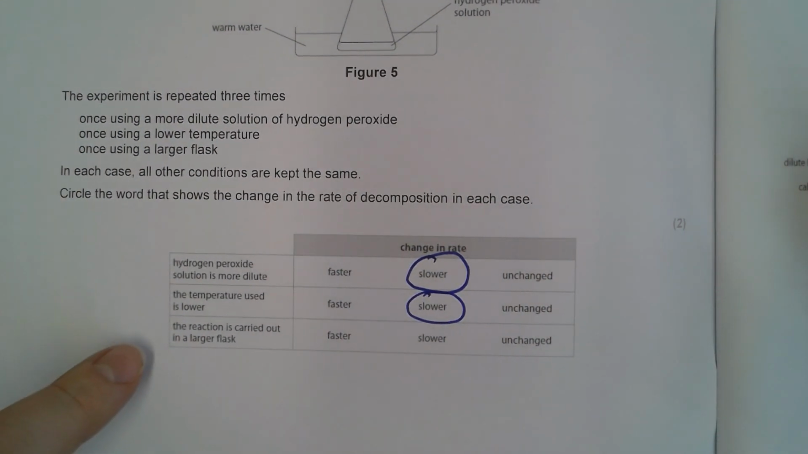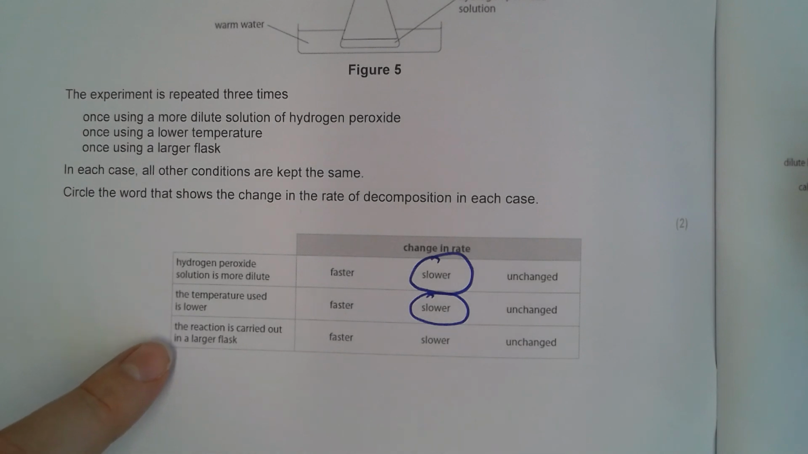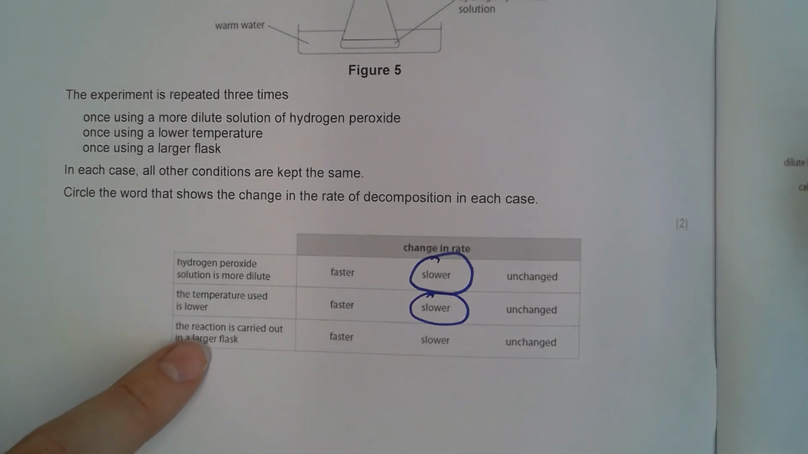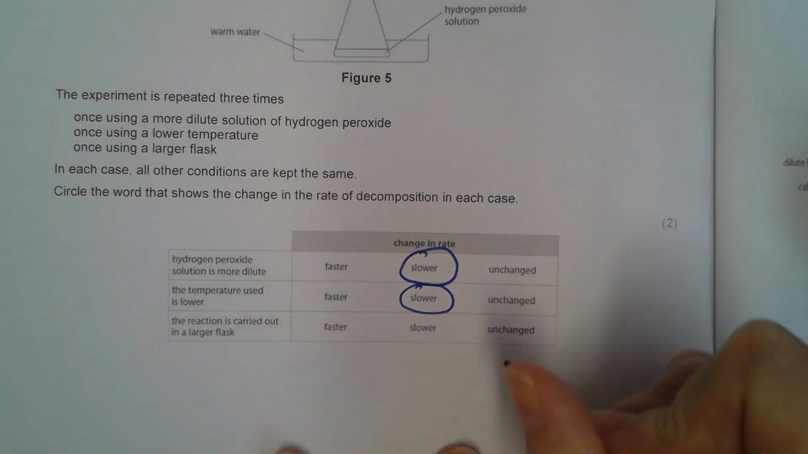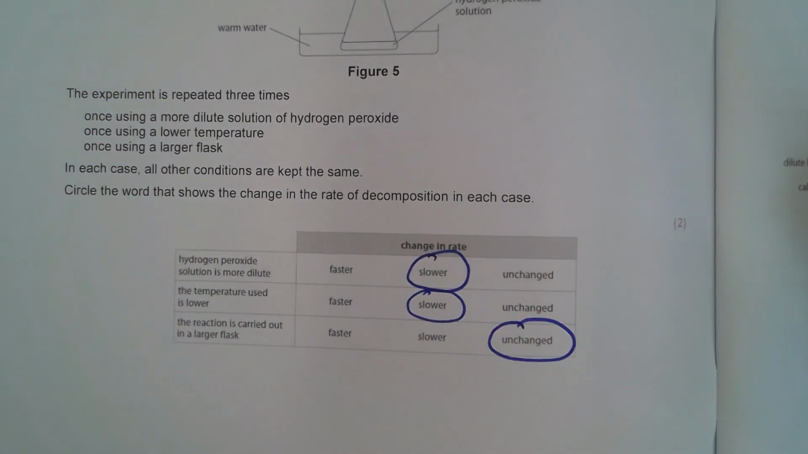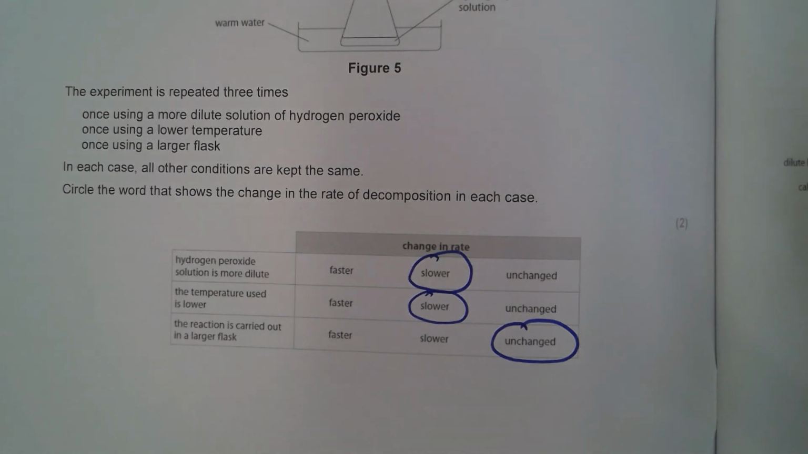If the reaction is carried out in a larger flask, this one is a little bit trickier, but this isn't going to affect the rate of the reaction. If you've got the same number of particles in there and it's at the same temperature, so they're moving at the same speed, even if they're in a slightly larger flask, it's not going to change the rate of your reaction.